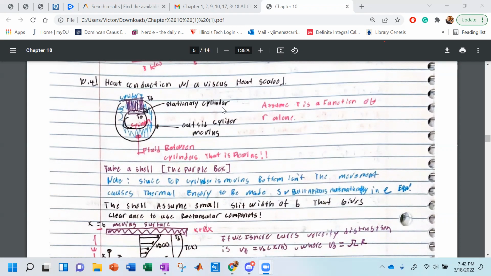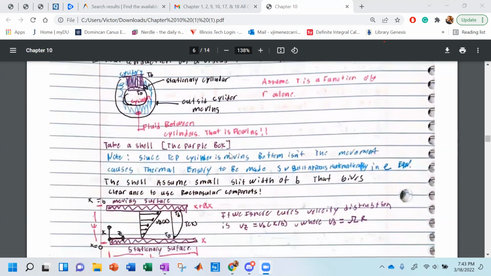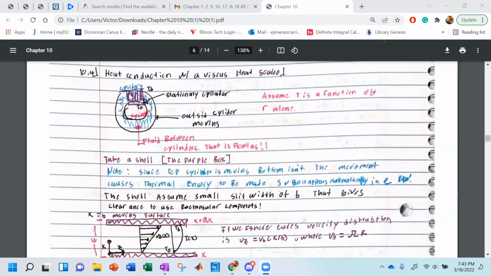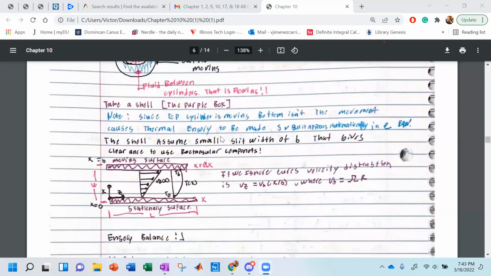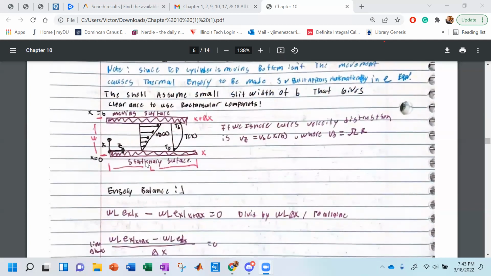The inside cylinder here is stationary, so it's not moving. The outside cylinder is moving constantly. It doesn't really matter in what direction, but it's moving. So between the cylinders, that causes a huge amount of energy to be produced, and we have to take that into account. So you're going to take a shell of the cylinder in this purple box. Wonderful. The outside temperature here is TB, and we're going to assume that temperature is only a function of R alone, which is good. So we'll take a shell of the purple box, and we'll get this picture right here.